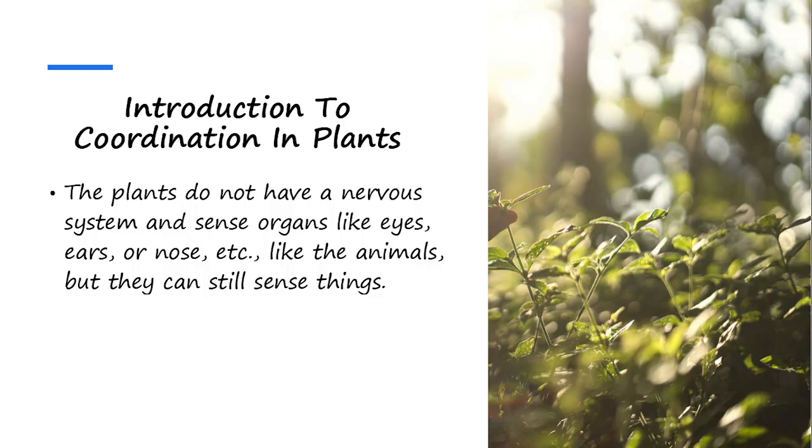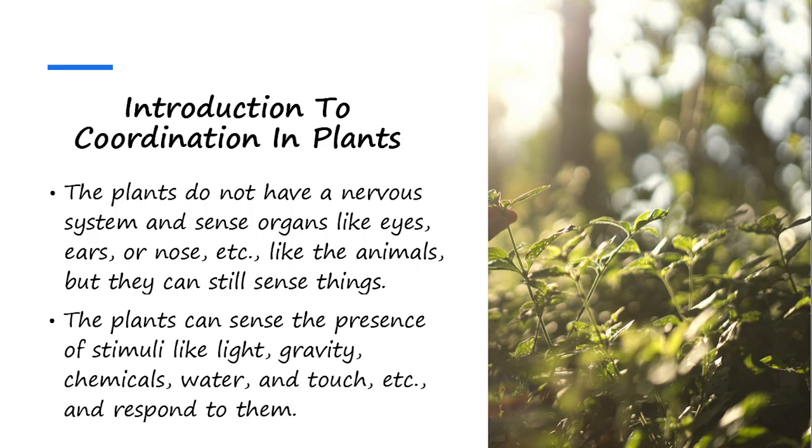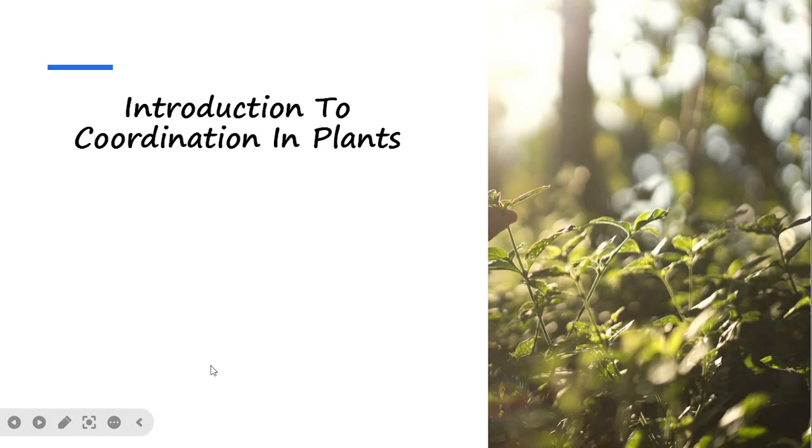Animals have various sense organs like eyes, ears, nose, etc. And specifically, the nervous system of animals is very different to that of plants. Now, plants can sense the presence of stimuli like light, gravity, chemicals, water, and touch, etc., and respond to them. So these are various stimuli whose presence plants can sense. They sense them and they respond to them.